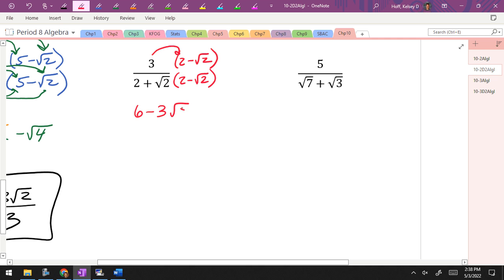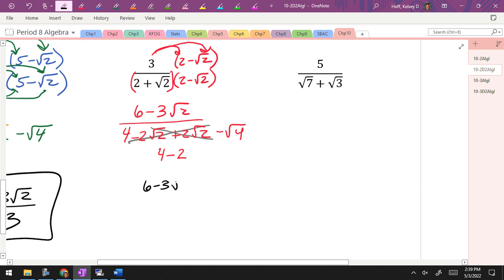6 minus 3 square root of 2. Okay? Who wants the bottom? I do. Mason's on it. 4 minus 2 square root of 2, plus 2 square root of 2, minus square root of 4. Agree or disagree with him? Agree. Good work. What happens? Middle terms cancel. So really I have 4 minus 2, right? So I have 6 minus 3 square root 2 divided by 2.